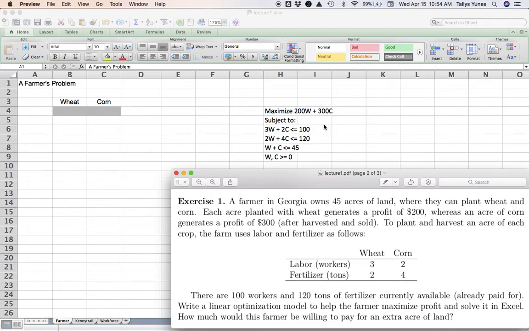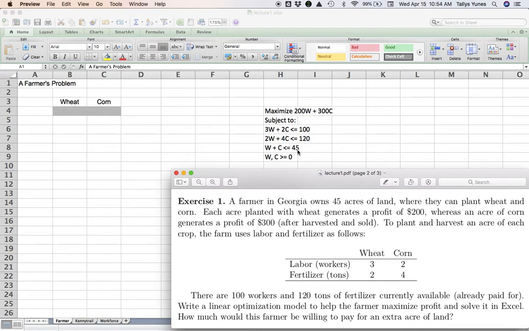So for example, here we have 100 workers at most. Well, when I plant W acres with wheat, each of them needs 3 workers, right? And each acre of corn needs 2 workers. So every W times 3 workers plus every acre of corn times 2 workers, this gives me the total usage of labor. And that usage is at most the availability of labor. I can do a similar thing for fertilizer. Wheat and corn use 2 and 4 tons each. I only have 120.